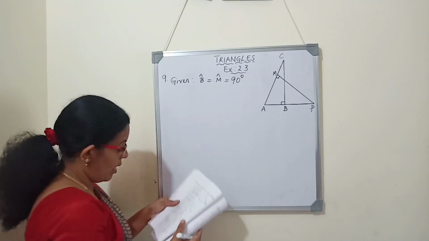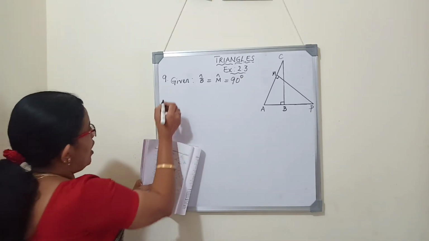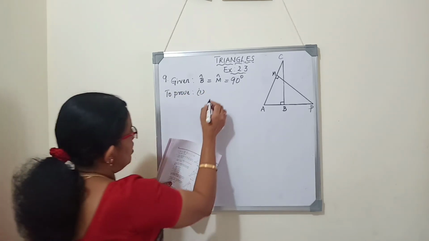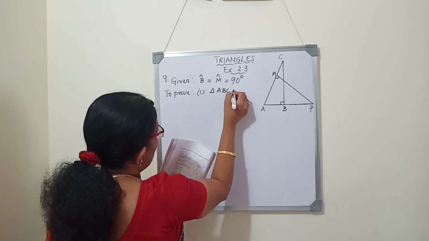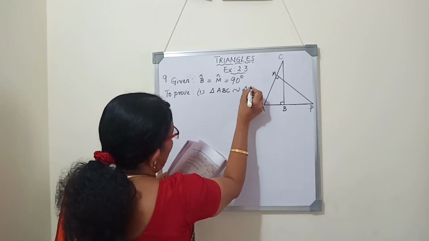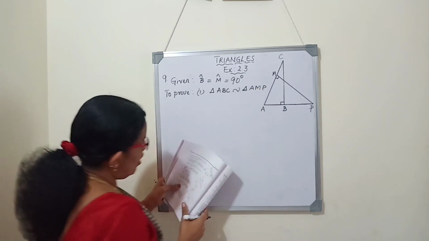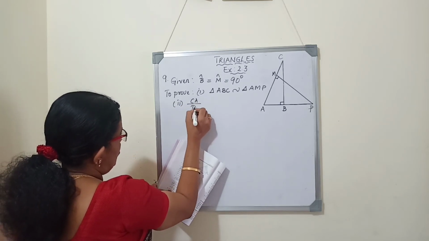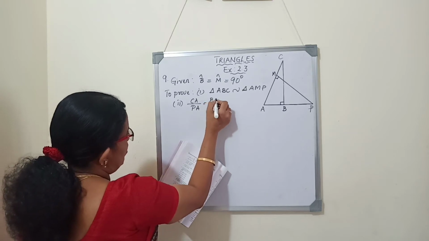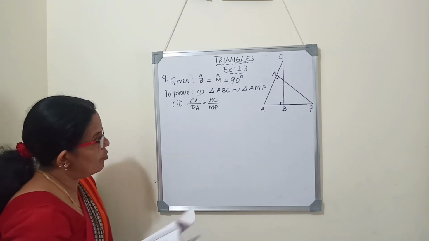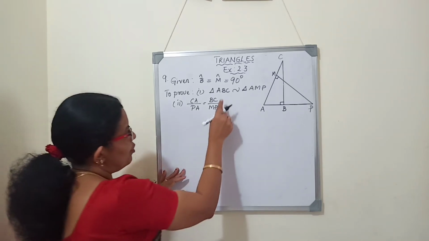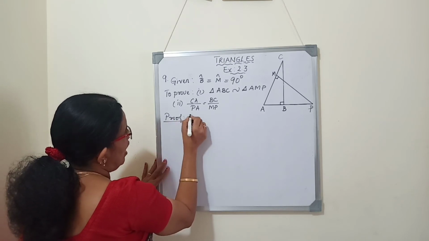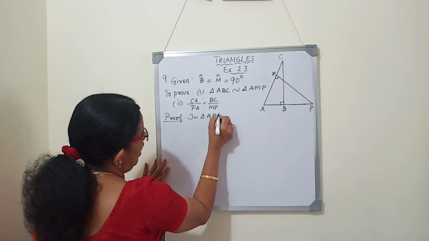Two triangles are right angle triangles and we have to prove that first one, triangle ABC is similar to triangle AMP. And second one is CA by PA is equal to BC by MP. So the ratios are equal, this also we have to prove. So first we will consider the two triangles. We want to prove that these two triangles are similar. So proof. We will start in triangle ABC and triangle AMP.